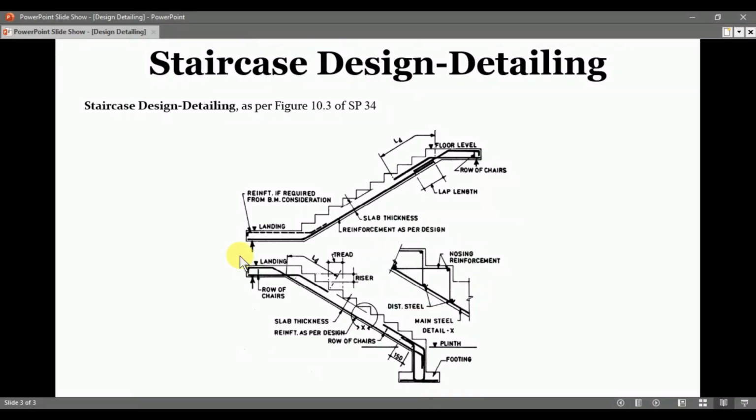So here it is, the detailing for the staircase: we need to provide the main steel along the shorter direction and the distribution steel along the longer direction. Here you can see we need to provide the development length. The design detailing of the staircase will be seen in the next section. So this is the complete design of the staircase.